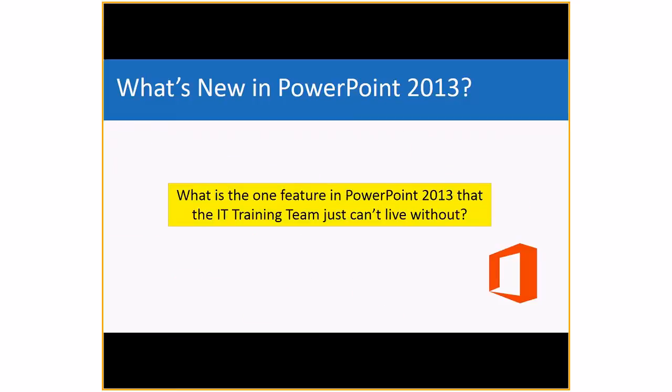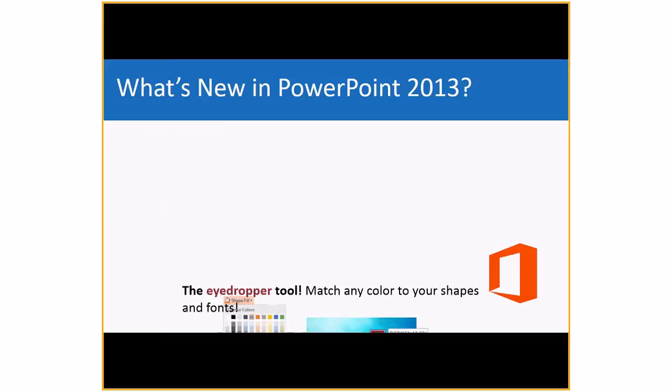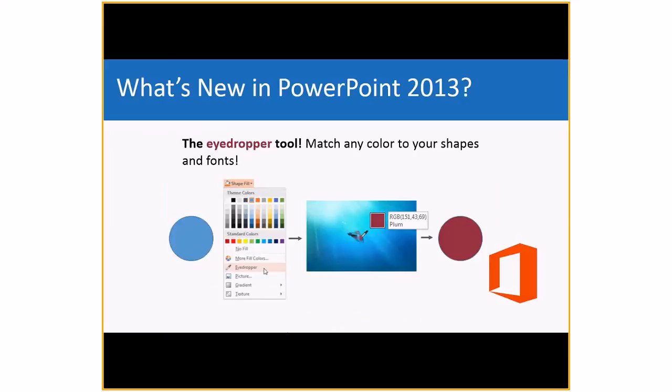The one feature in PowerPoint 2013 that the IT training team just cannot live without is the eyedropper tool. Once I began using the eyedropper tool, I'm now almost addicted to it. What it is, you can take a shape when you just add in a shape, and then if you have another picture or a diagram or something with different colors in it, you simply click the eyedropper, hover it over the color that you want to match, and then click on this shape again, and it becomes the color that you wanted to match.